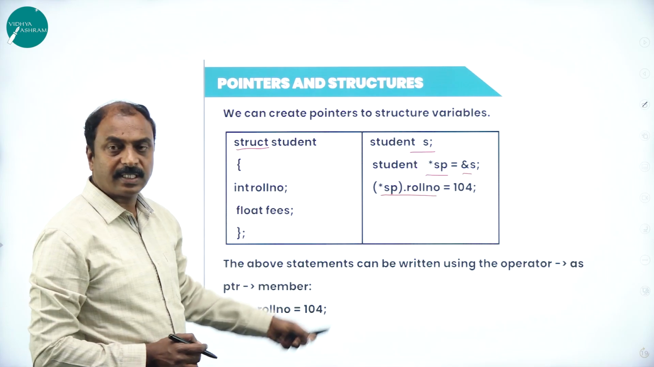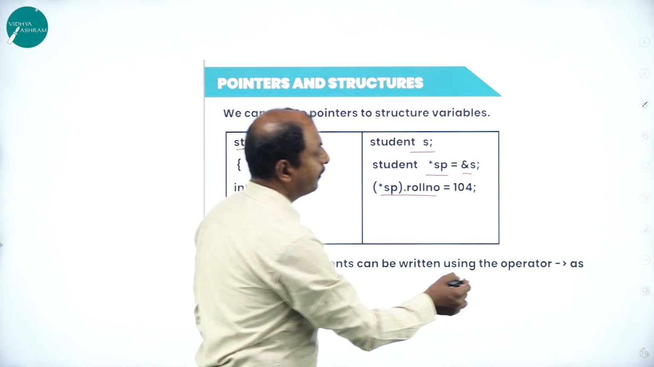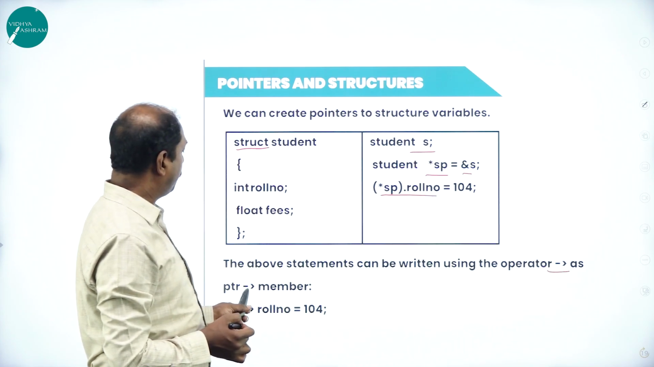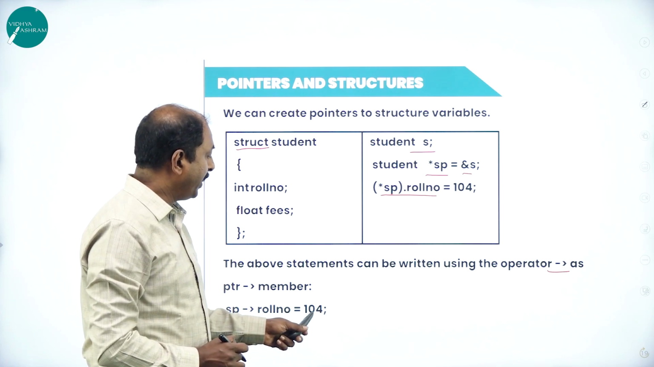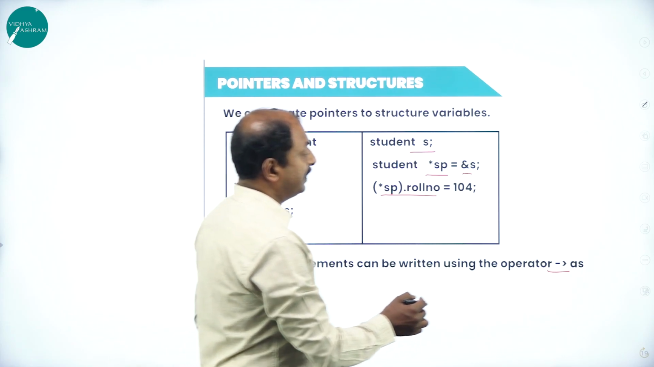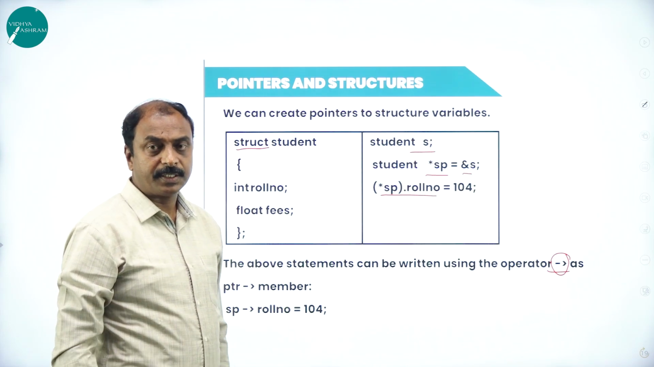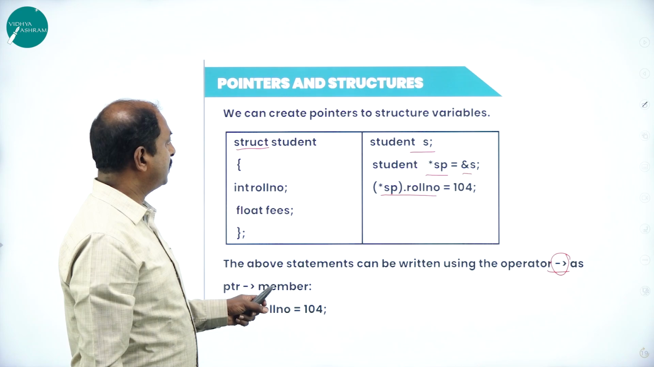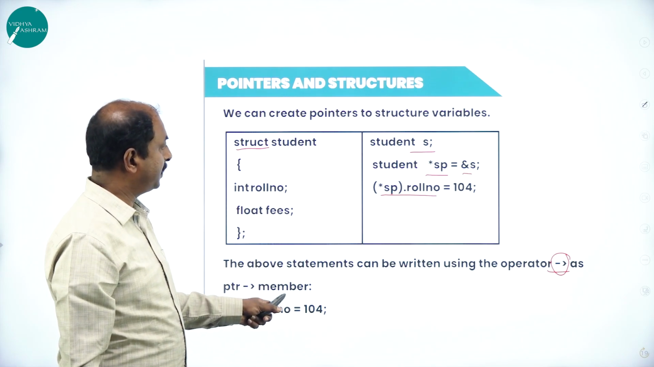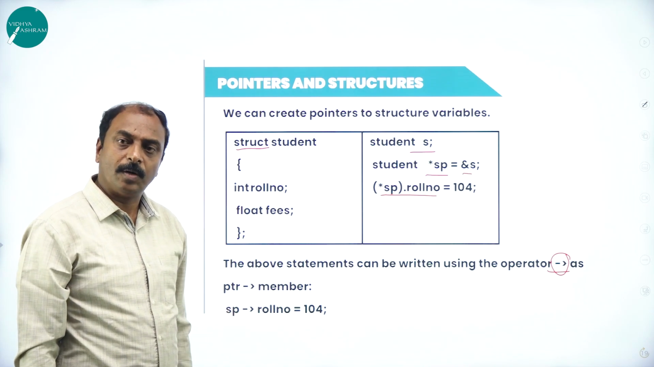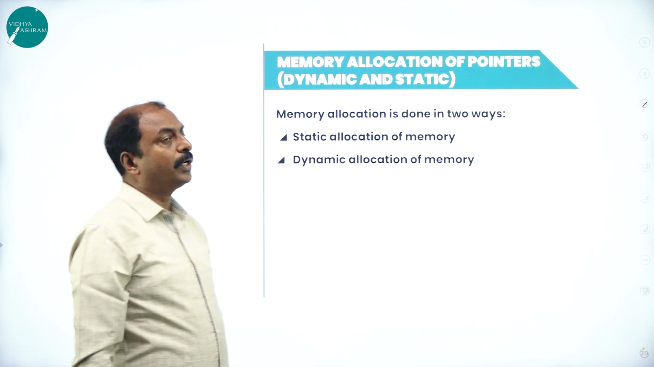Look at this example here. In the above statement, we are using this operator as a pointer to member: sp arrow roll number, value equals 104. This is an operator we use with pointers and structures. So this is how a pointer points to a data member here. This is another operator to work with pointers and structures. Now let us move on to the next slide.